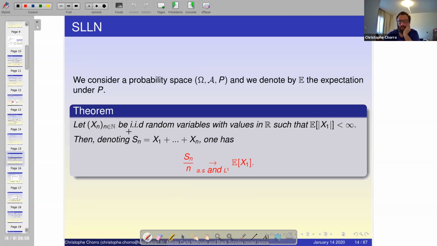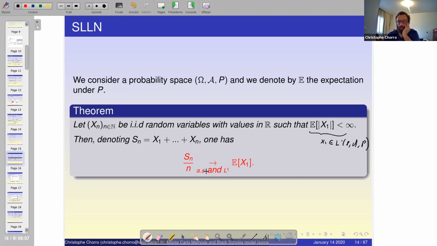If I have a sequence of IID, independent and identically distributed, random variables with X1 in L1, meaning that X1 belongs to L1 of omega, A, P, so the expectation exists, then if I denote by Sn the sum of them, the mean, that is Sn over n, converges toward the expectation of X1 almost surely and in L1.